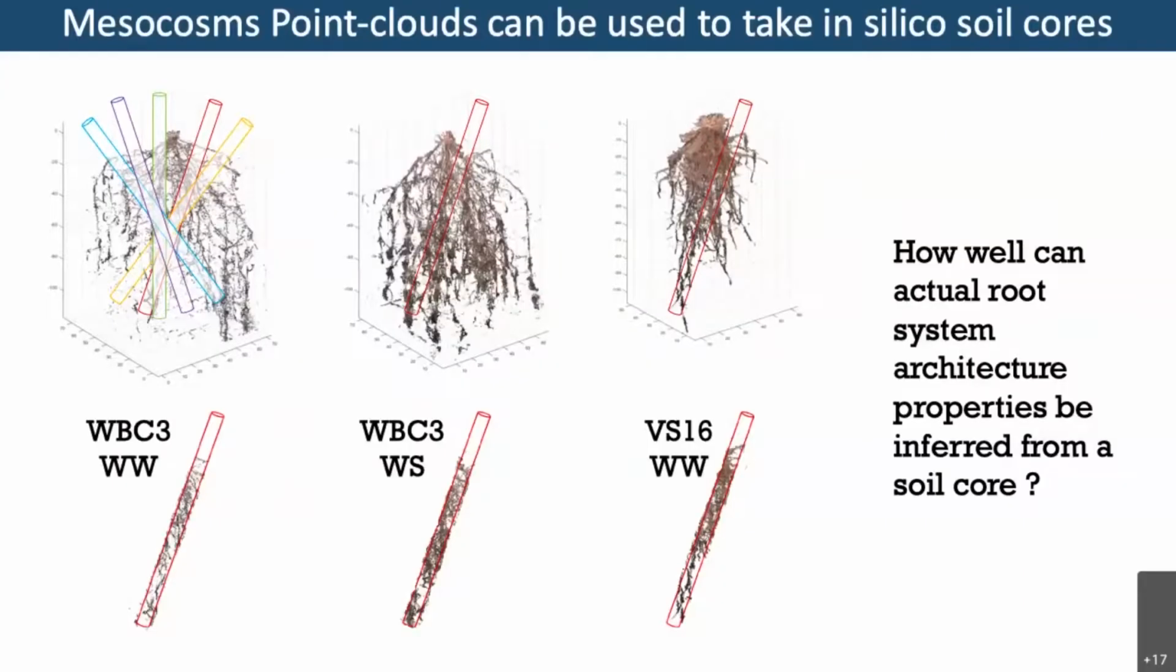So we can do this for these root crowns, but we can also do it for the other tools, soil coring or mini rhizotrons, right? We can, in silico, take 1,000 soil cores or mini rhizotrons and ask, does the data from these mini rhizotrons tell us anything about the actual root system? And I think that's going to be a really powerful approach to helping us understand the biology.